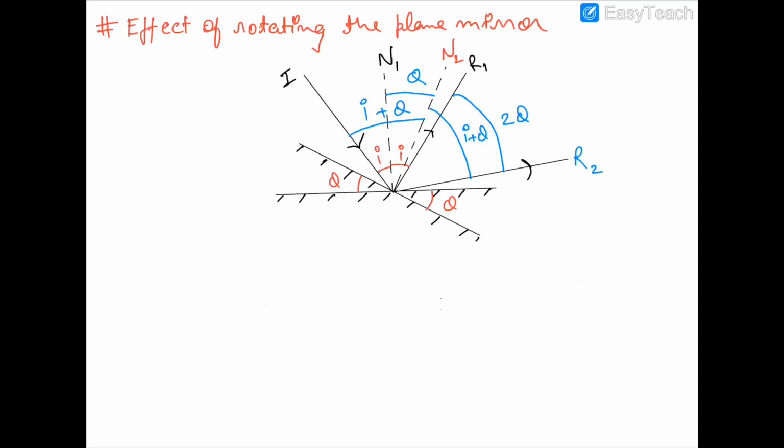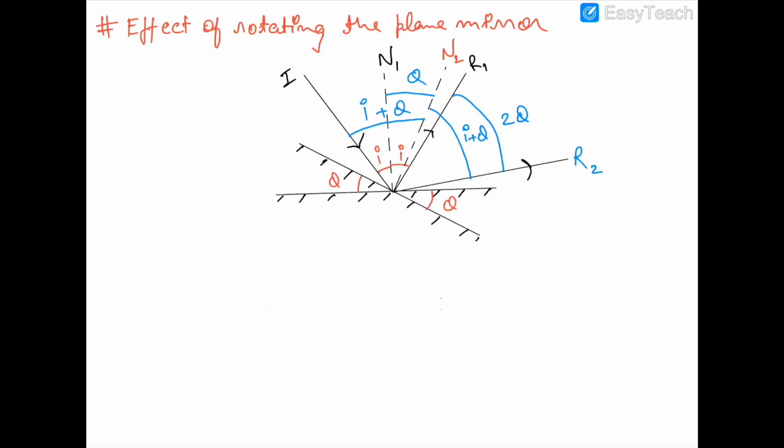Now obviously the incident angle has been changed from I to I plus theta. Therefore the reflected angle will also change, and the new reflected angle will be equal to the new incident angle, that is I plus theta. The new reflected angle is also measured from n2 and this is the new reflected ray r2. So the angle between r2 and n2 is equal to I plus theta.